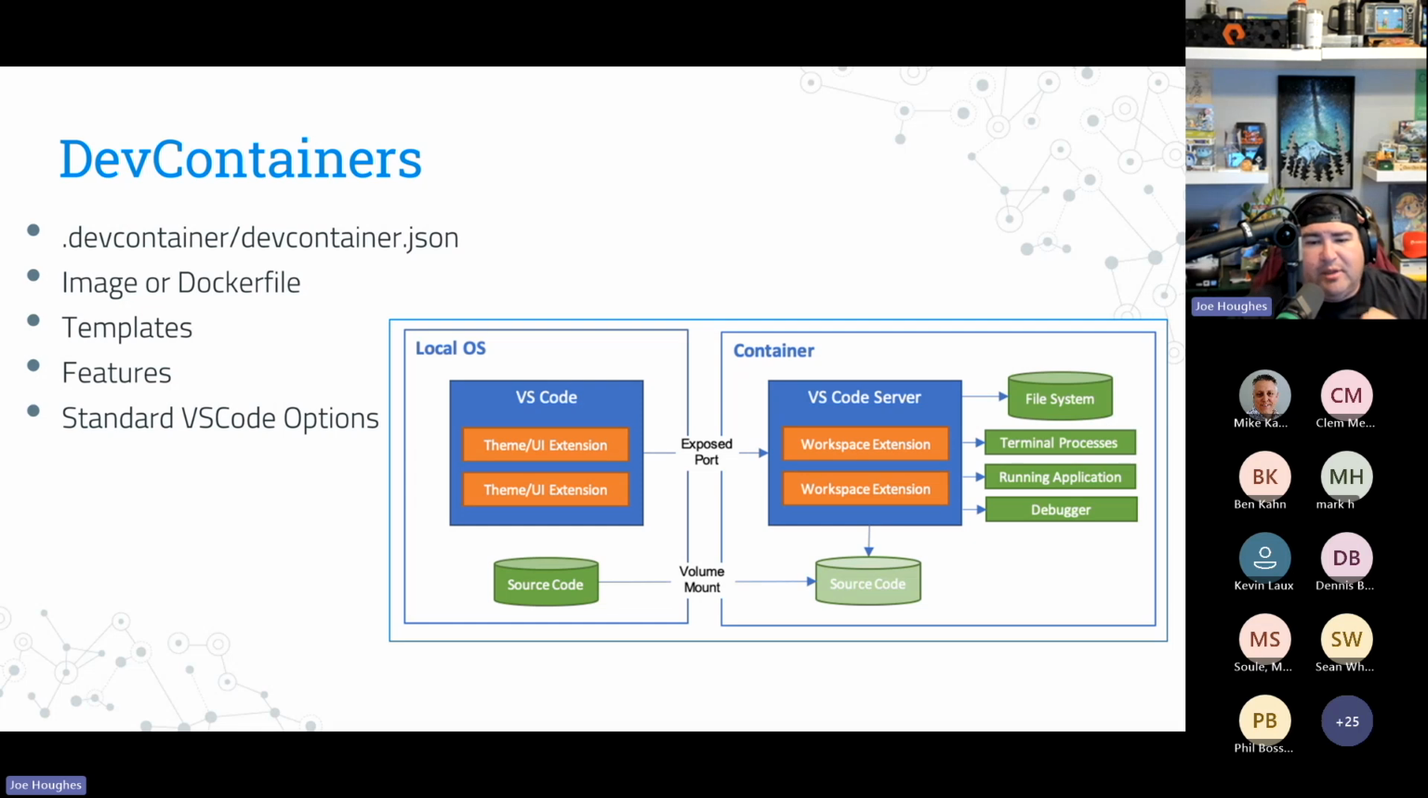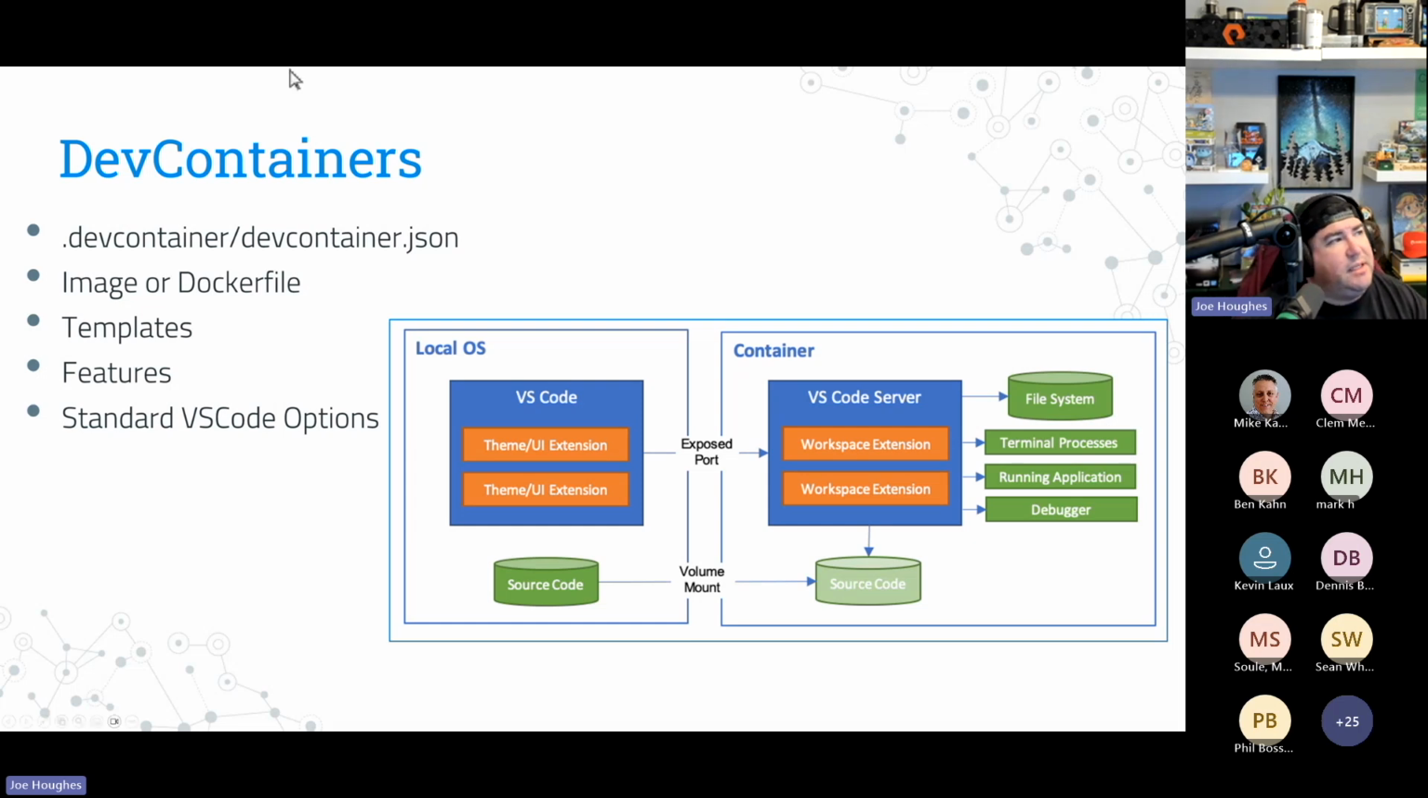You also have the capability of injecting standard VS Code options. So if you want to include specific editor rules, if you want to set what your integrated terminal is going to be inside of this environment, if you want to inject specific extensions that are actually going to be inside of this environment itself, you can put all of those inside of this devcontainer.json.